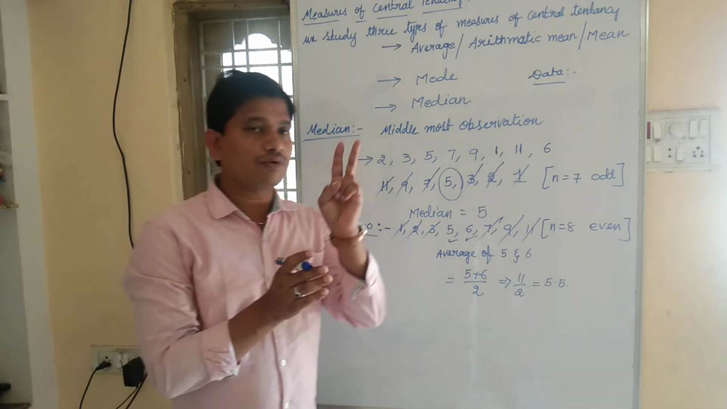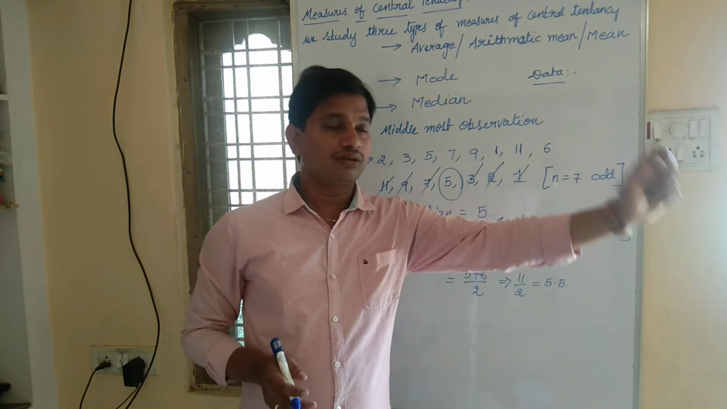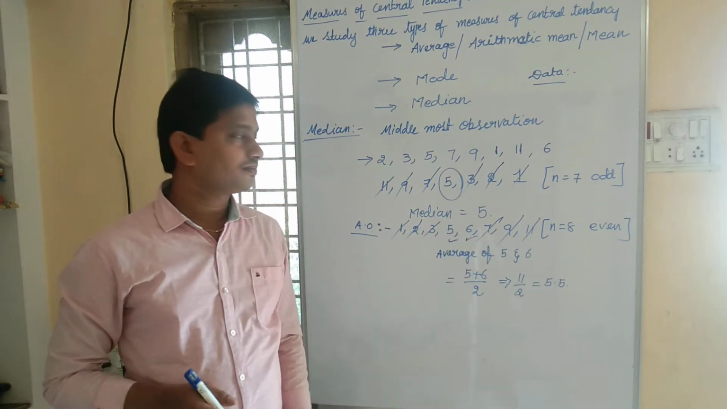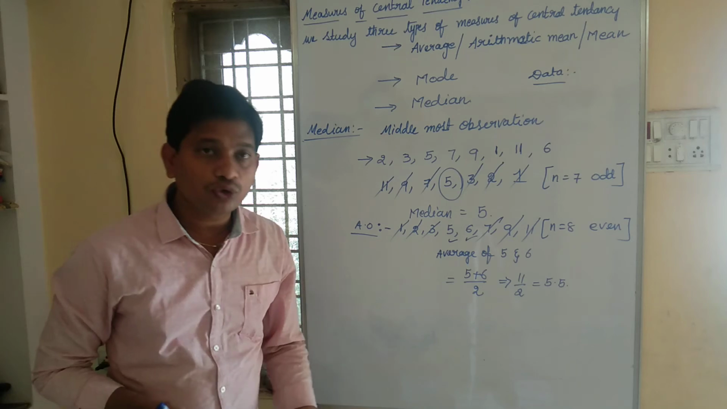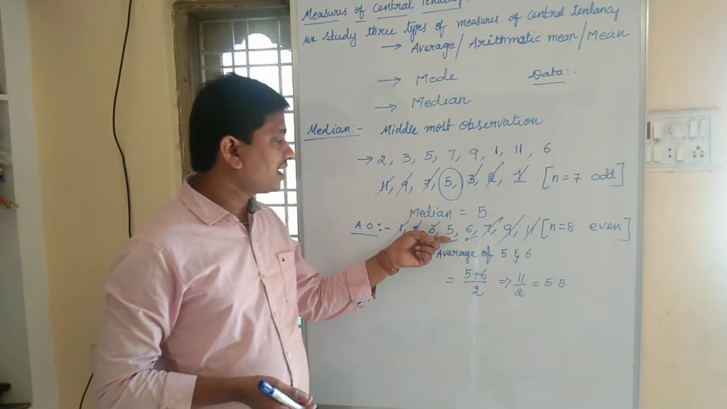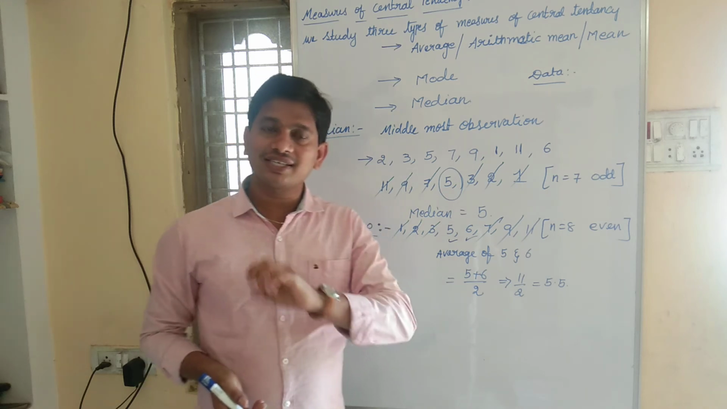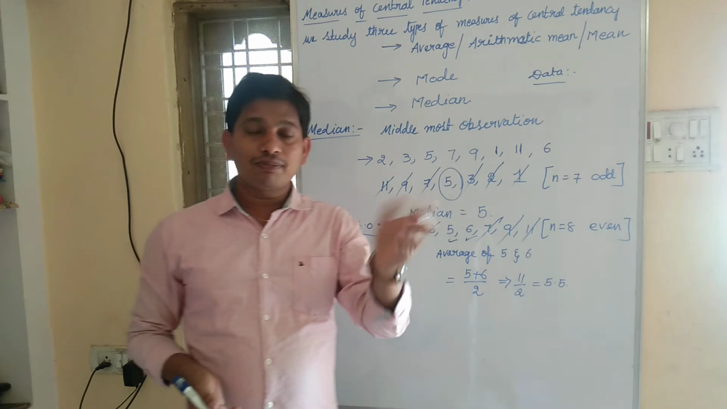Students, are you understanding? We have two cases. One is when the number of observations is odd, the median is exactly the middle observation. In the other case, if the number of observations is even, we have to find the average of the two middle observations. Here we have 5 and 6, so the average is 5 plus 6 by 2, 11 by 2.